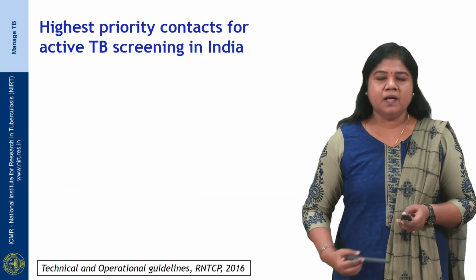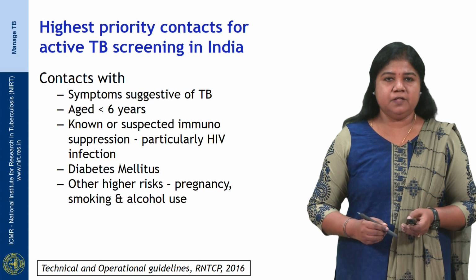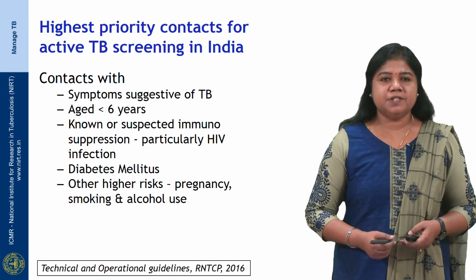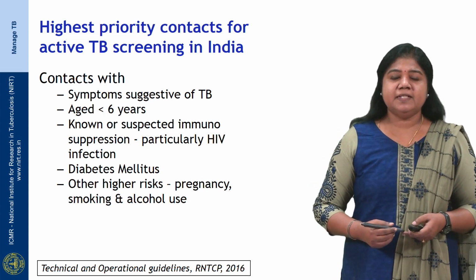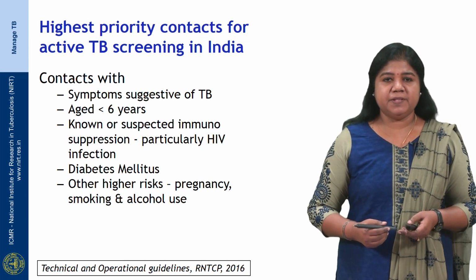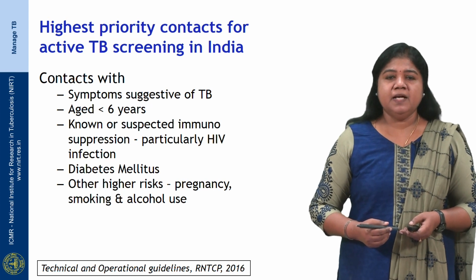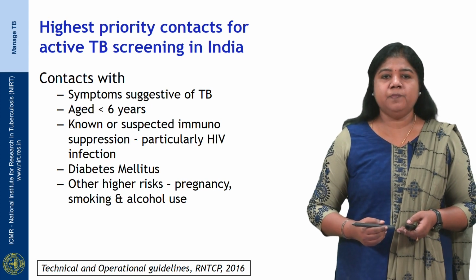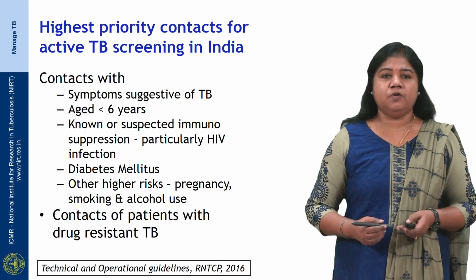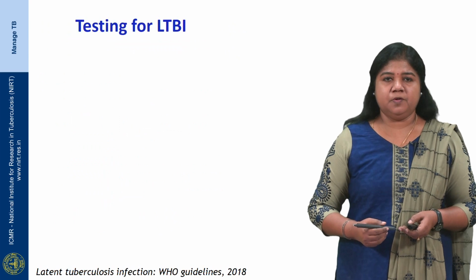etc. The highest priority contacts for active TB screening in India include contacts with symptoms suggestive of TB, those aged less than 6 years, known or suspected immunosuppression, particularly HIV infection, those with diabetes mellitus, and other higher risk, which include pregnancy, smoking, and alcohol use, and contacts of patients with drug resistant tuberculosis.